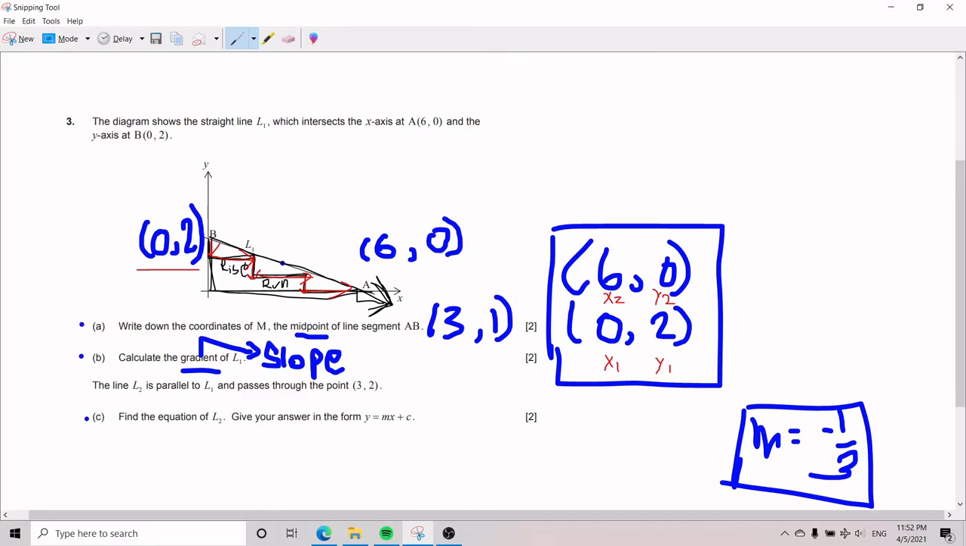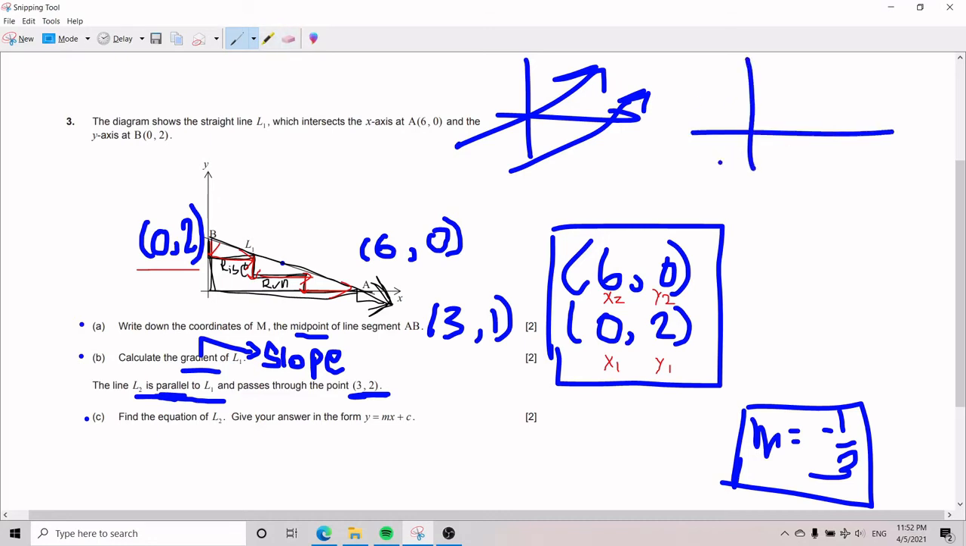Finally, for part C, we need to find the equation of L2. And they tell us that L2 is parallel to L1 and that it passes through the point 3, 2. Okay? And so if we know that it's parallel, what does that mean with respect to the slope? Remember that parallel lines look something like this. Okay? And so parallel lines never touch. The reason that they never touch is because they have the same slope.